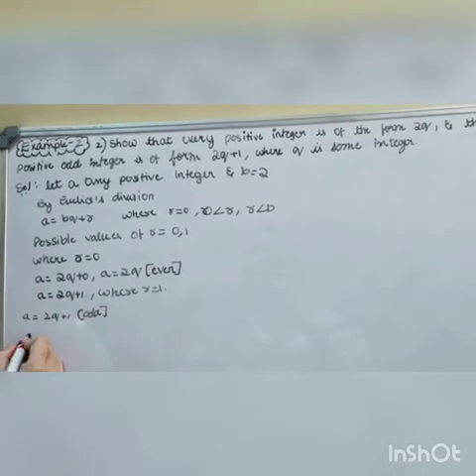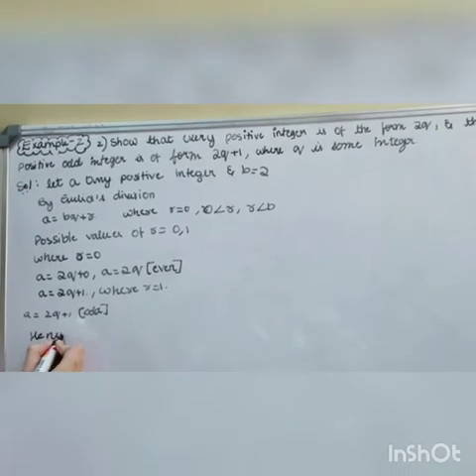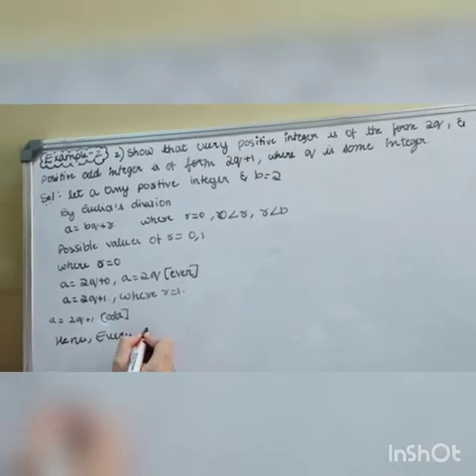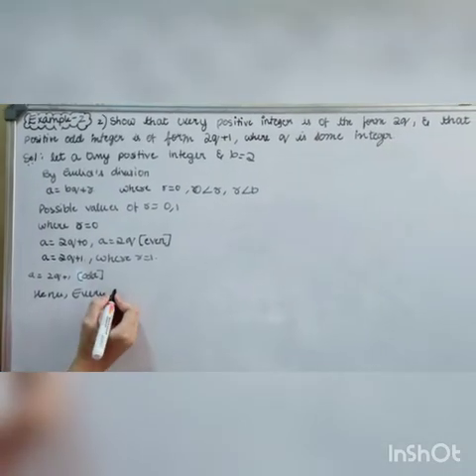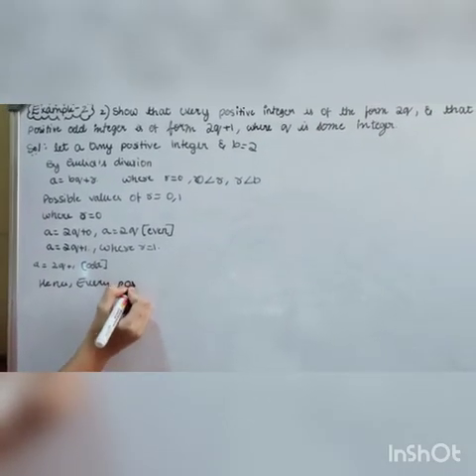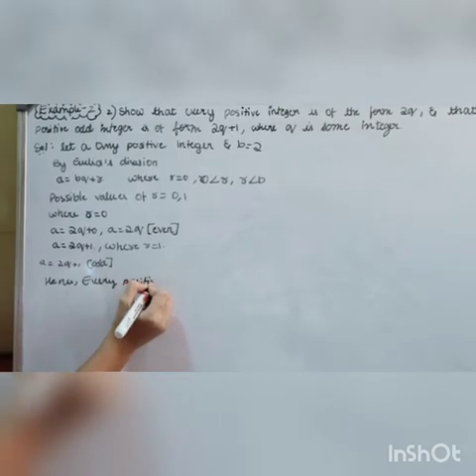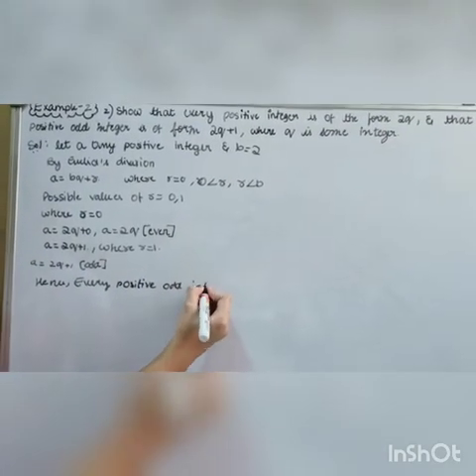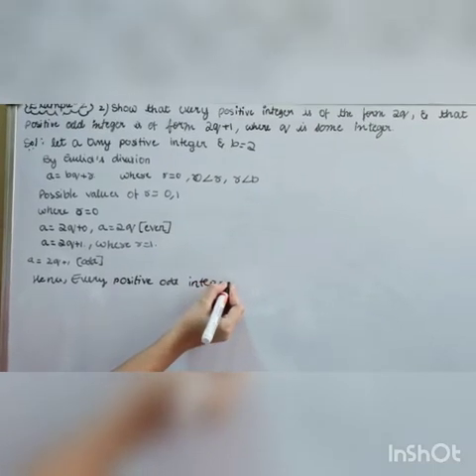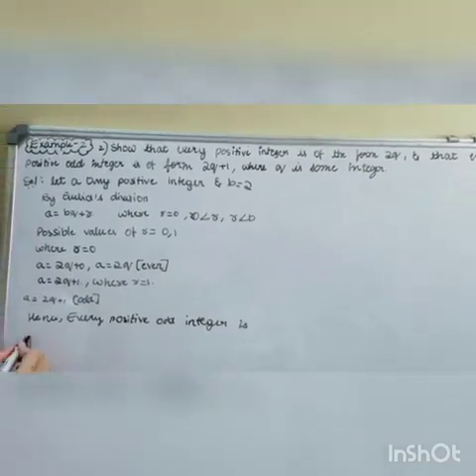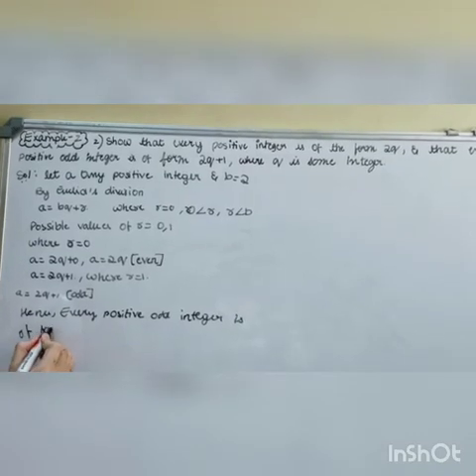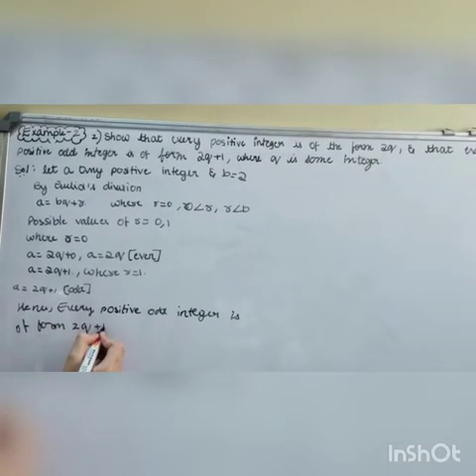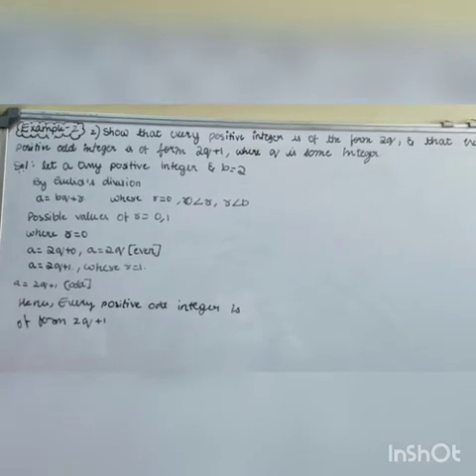So we can conclude that every positive odd integer is of form 2q plus 1. This is the question.